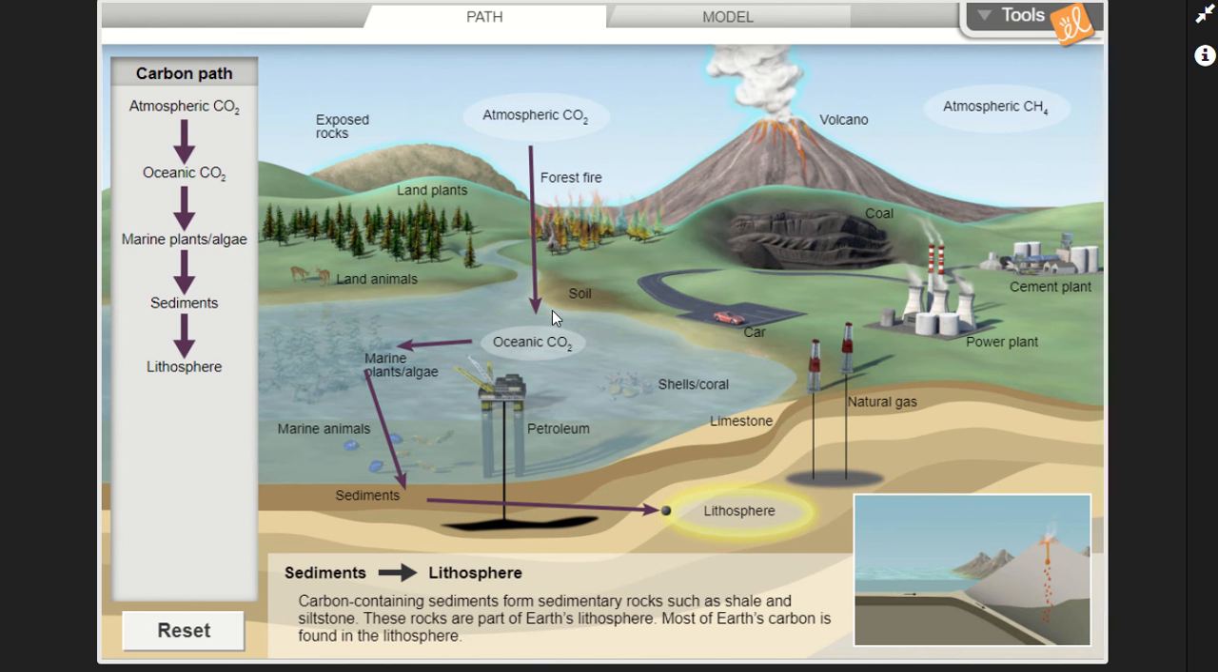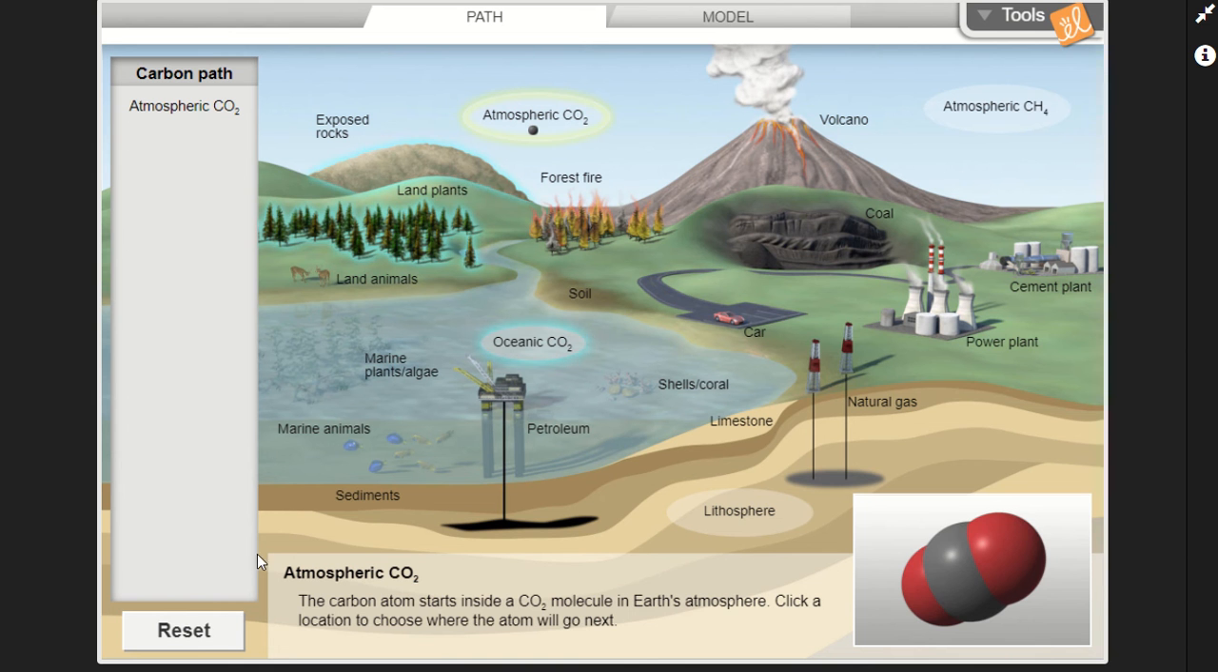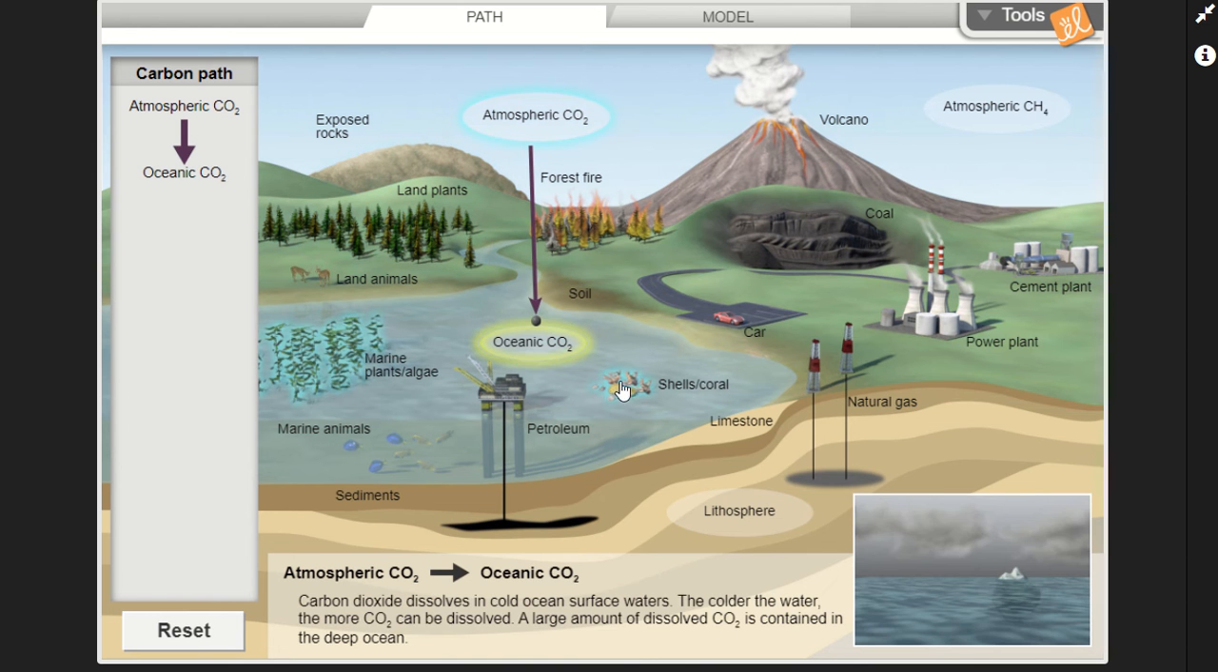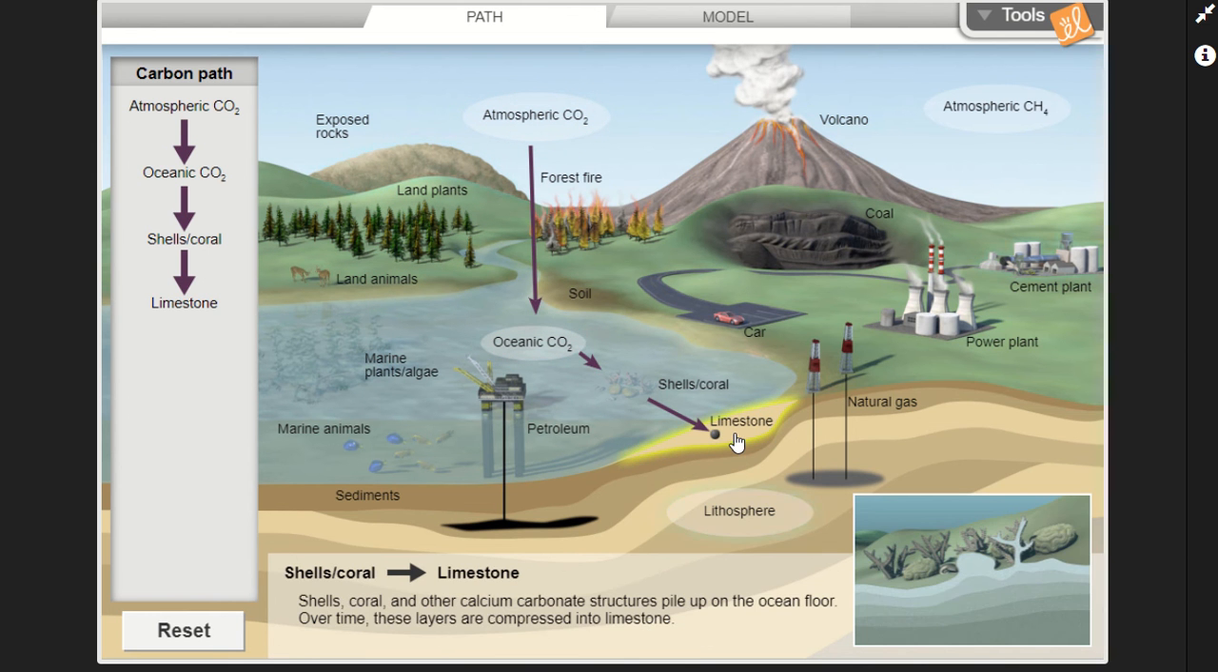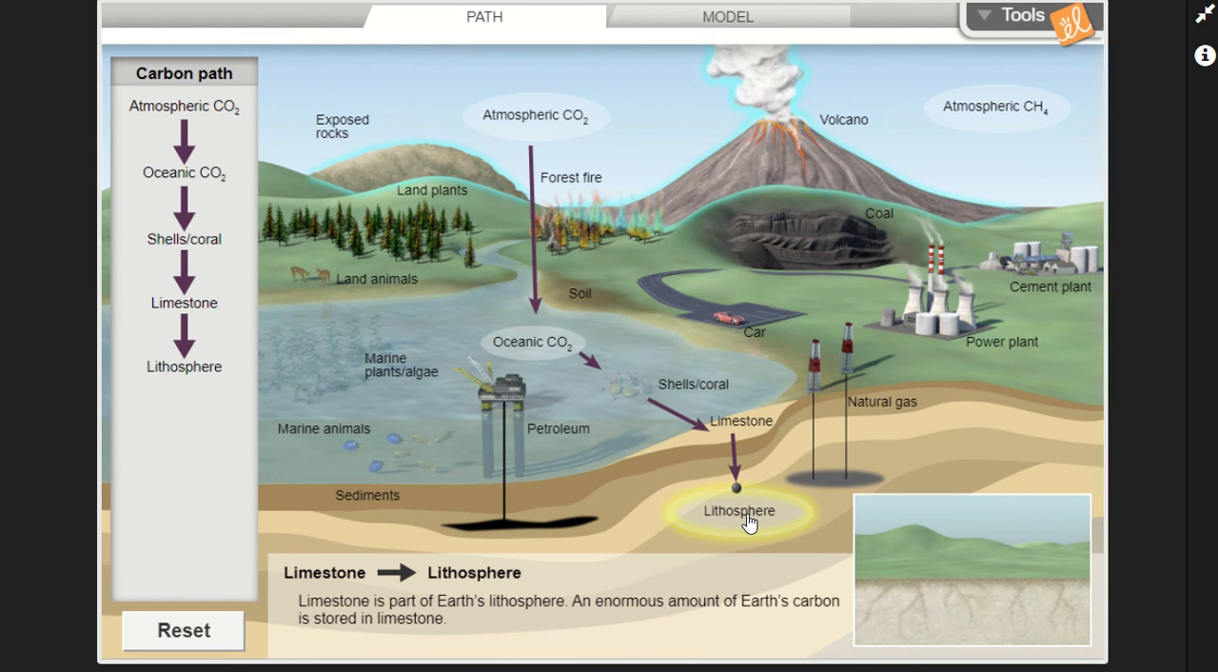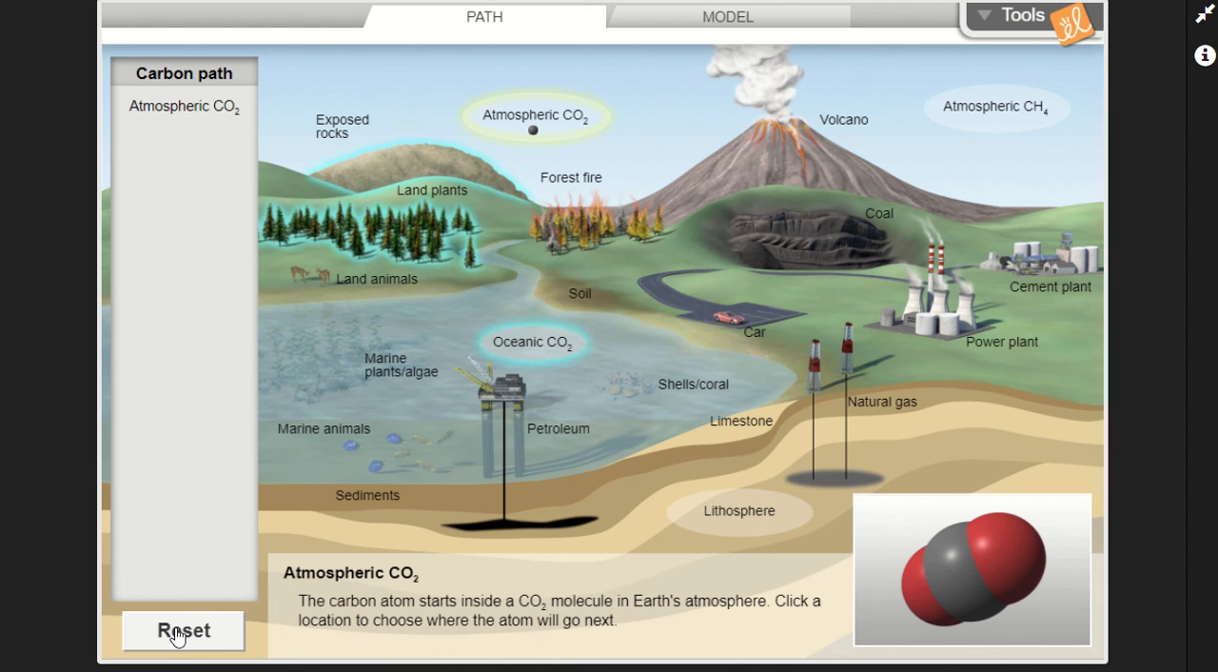I have it from atmosphere to ocean to plants to sediments to lithosphere, and then I'm going to reset and show you the second one that I did. I said from ocean to shells to limestone to lithosphere. Okay, because everything pretty much ends up back right in this little section of our planet. Not quite everything at the moment, but yes, it will end up back into here. And this again will be another term that you guys are going to need to know. So I'm going to reset my gizmo.